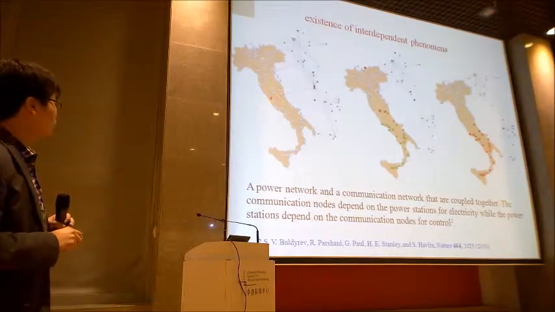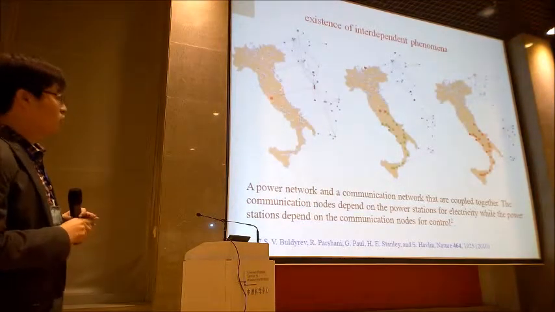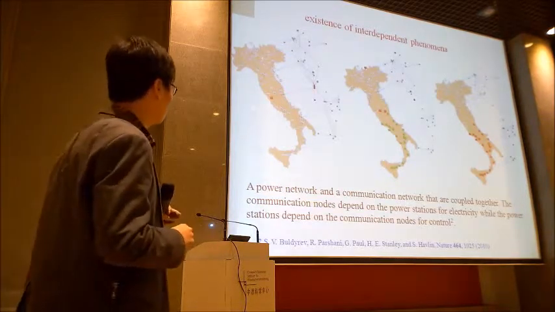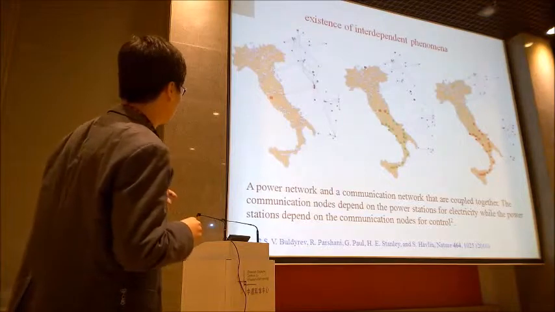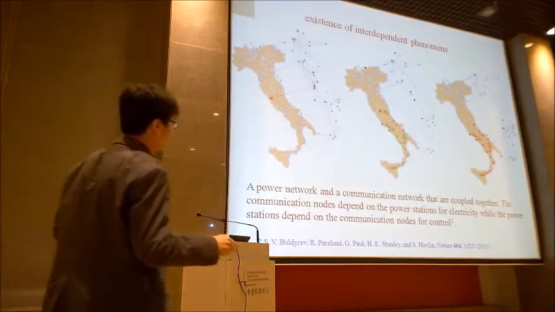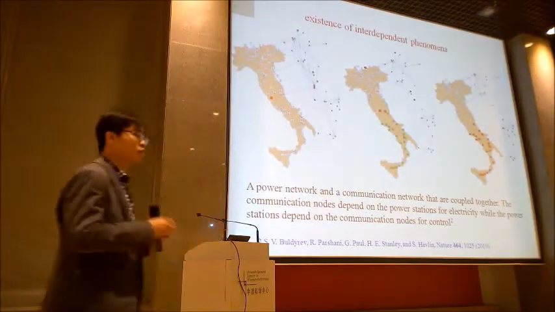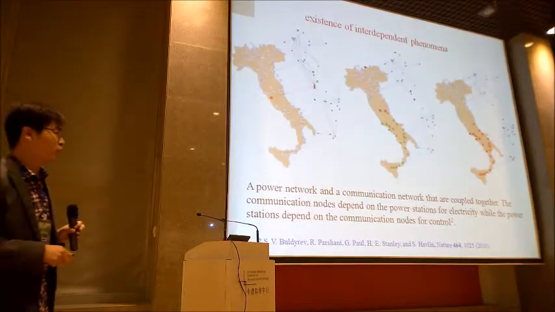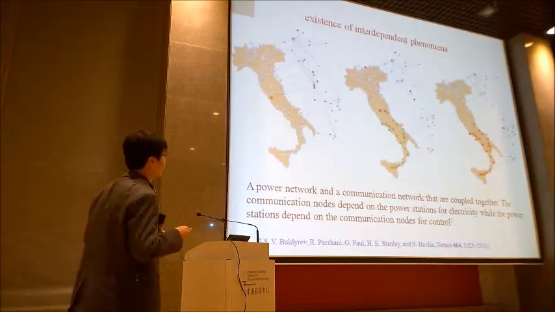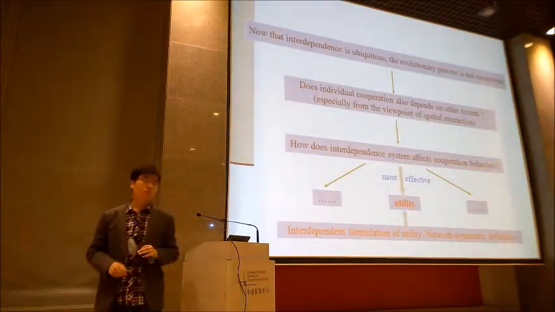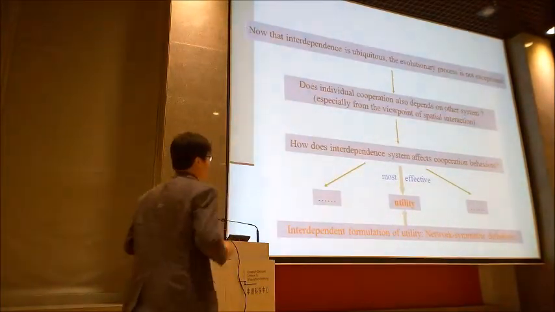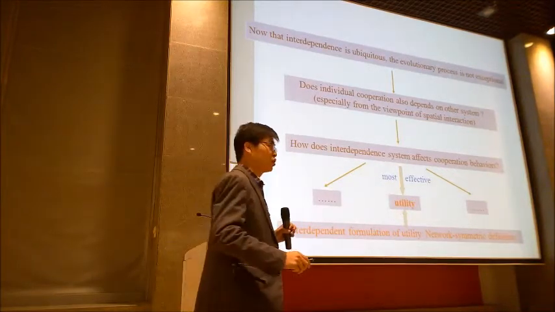If one node loses its function, it will cause its corresponding node from the other network to also lose its function. Finally, it will cause cascading failures. Of course, this is just one example about interdependent networks. Interdependent phenomena are ubiquitous in our life. Now that interdependency is ubiquitous in our life, the evolution process should not be an exception.